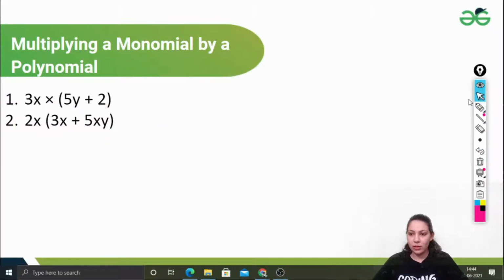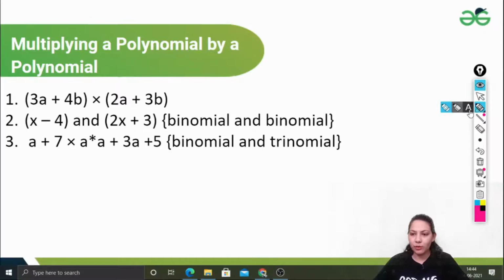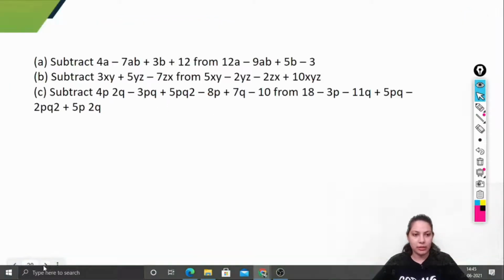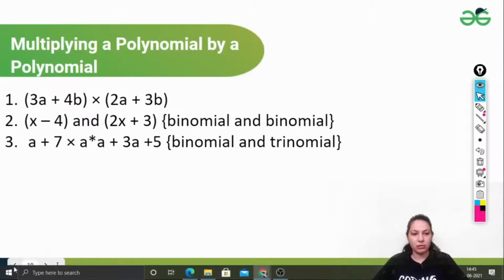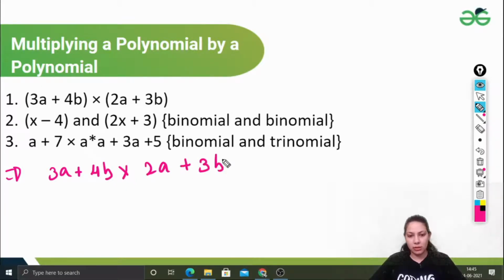Okay, now let us move to the other part. Now again polynomial by polynomial. Let me see if I have left a slide. No. Okay, so let us solve over here. The first part is 3a plus 4b into 2a plus 3b. 3a plus 4b into 2a plus 3b.